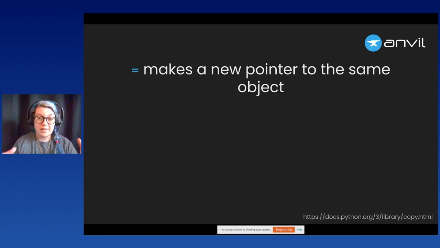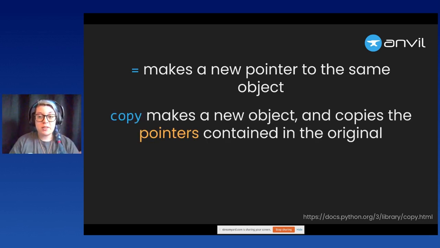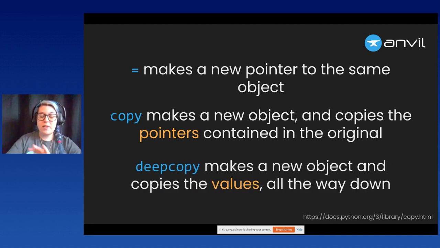Just to recap, equals makes a new pointer to the same object. So if you've got a list and you say list A and B is equal to A, both B and A are pointers to the same object. Copy will make a new list object, but any pointers that were contained within the original object, you'll just get new pointers to those objects. And deep copy copies the entire thing, or rather recreates the entire thing and gives you a completely new object in memory. You wouldn't always want to do this, even though it protects you from pointer aliasing and changing things when you don't intend to, because it's more memory intensive. So depending on what you actually need your code to do, you might choose one of these three methods.